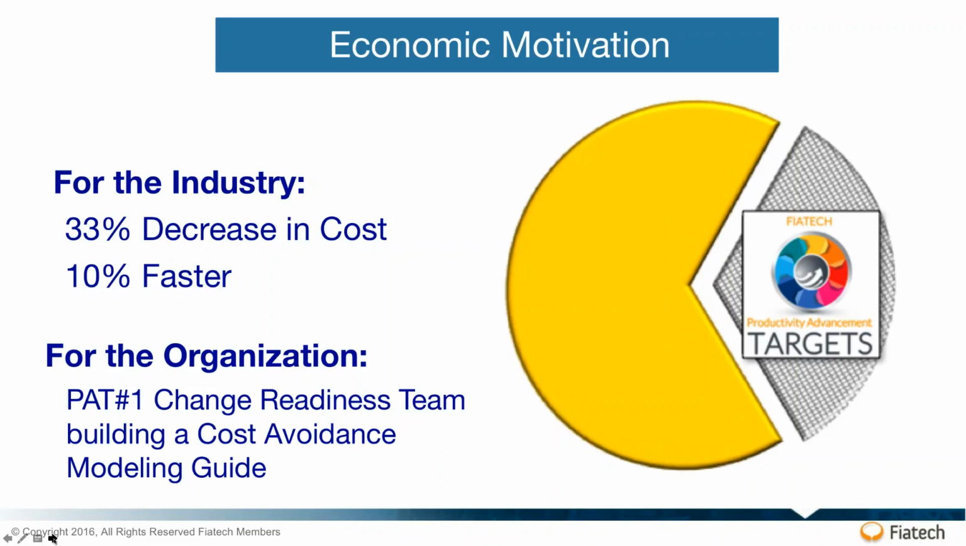We talked about this in our change readiness team, which is PAT number 1. How do you help an entity within this industry understand what the impact of those numbers is on what they're doing? One of the things the change readiness team is doing is starting to think about developing a cost avoidance modeling guide, so that any entity within the organization can decompose their existing processes in a way that lets them apply these percentages to prioritize what's important to them. By doing that, they're able to identify which success enablers are most applicable to their own unique needs.